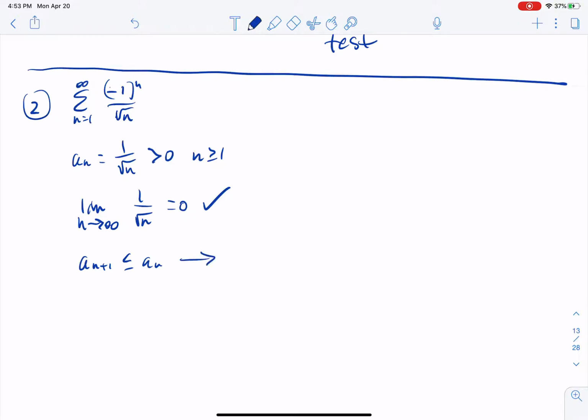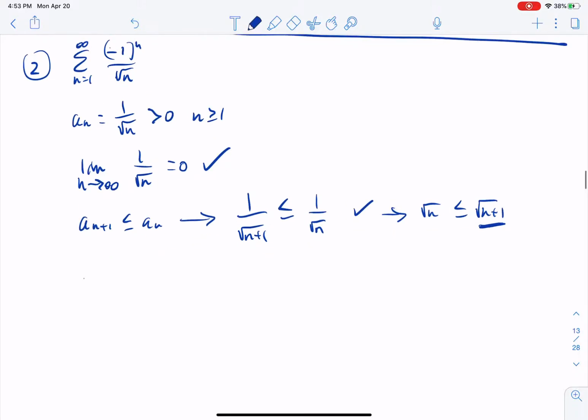To do that, set up an inequality. 1 over the square root of n plus 1, is that less than or equal to 1 over the square root of n? It is. The reason why is because the numerators are the same. This denominator is bigger than this denominator. Therefore, this fraction is smaller. Another way to look at that, of course, is just to cross multiply this. Square root of n, is that less than or equal to the square root of n plus 1? Yeah, this guy over here is a little bit bigger. Just a little bit, but big enough.